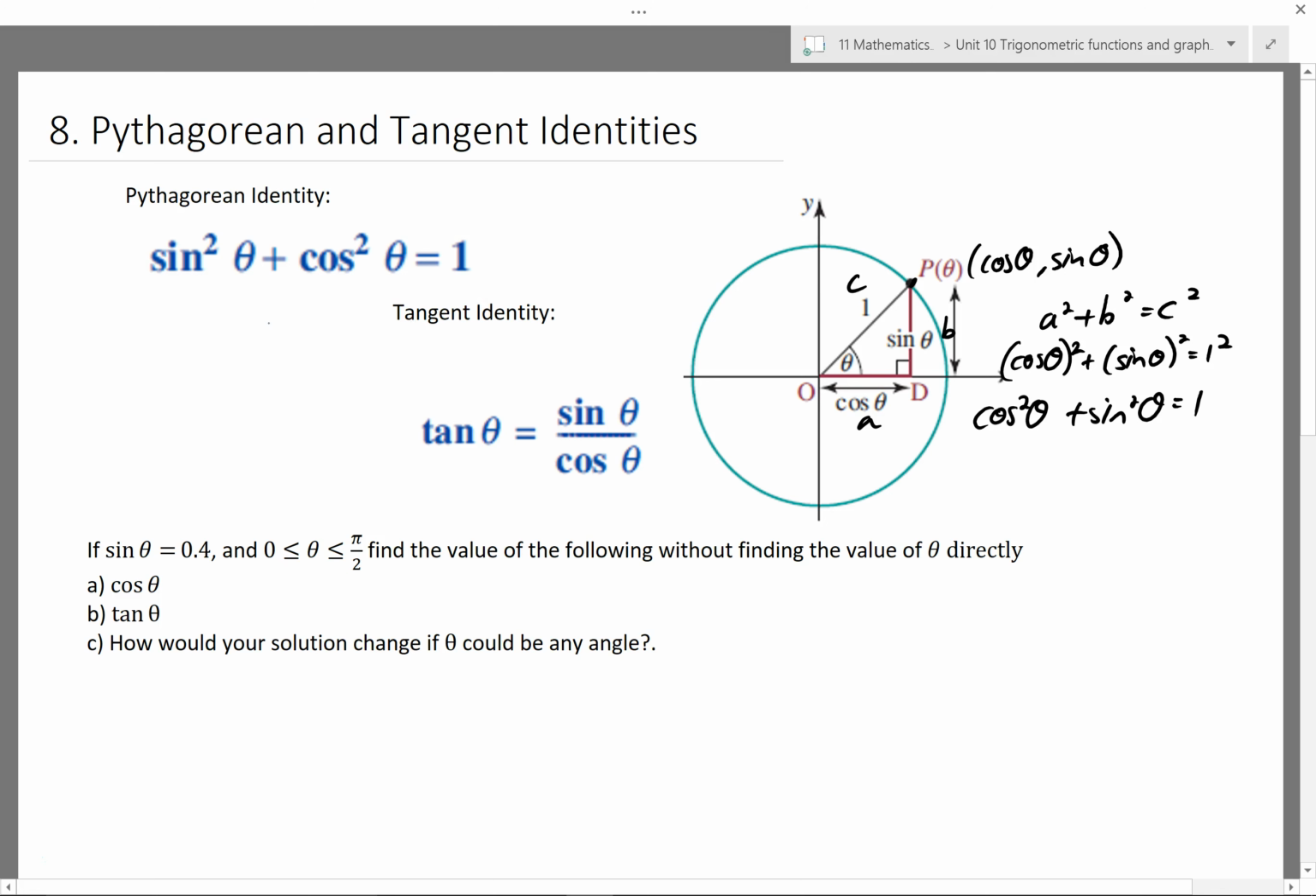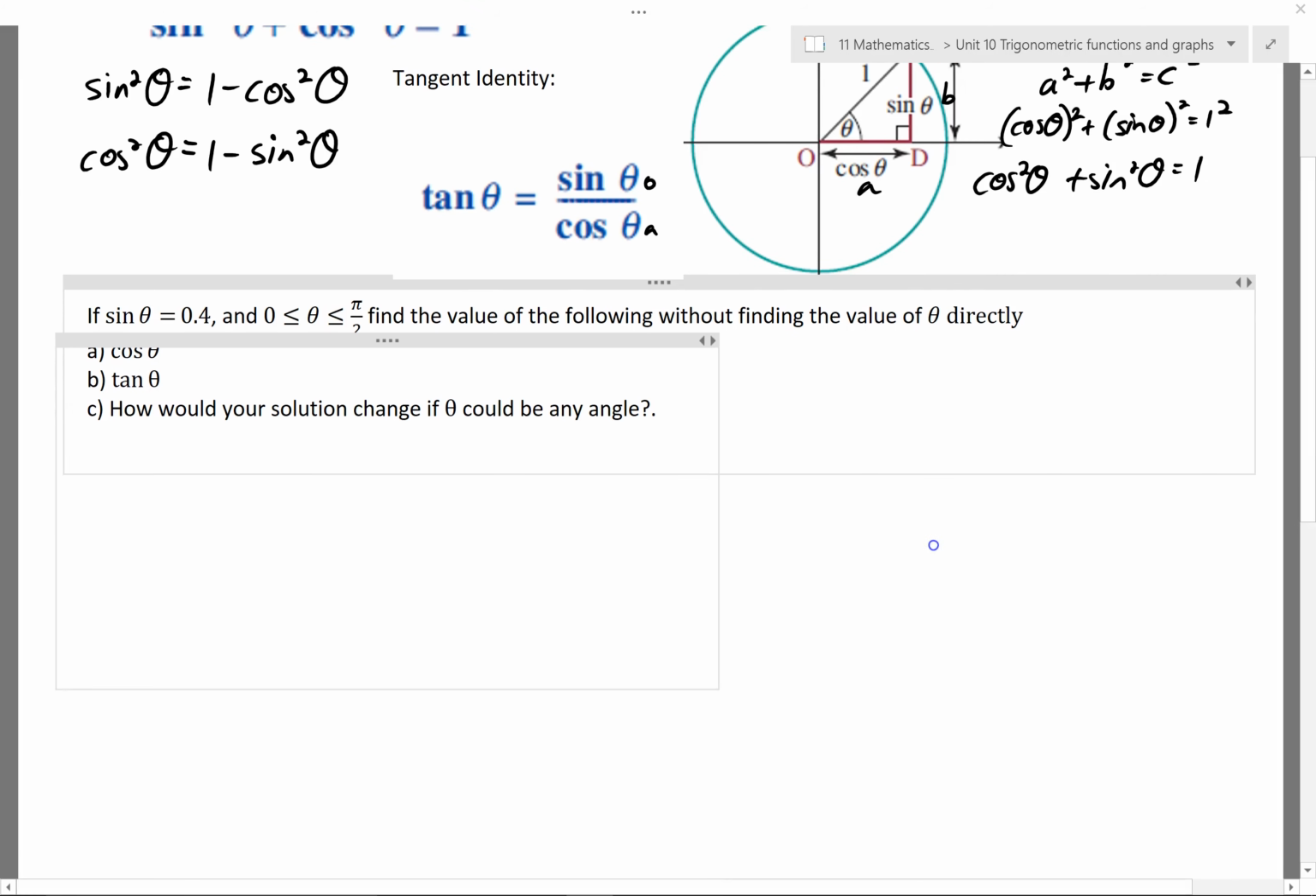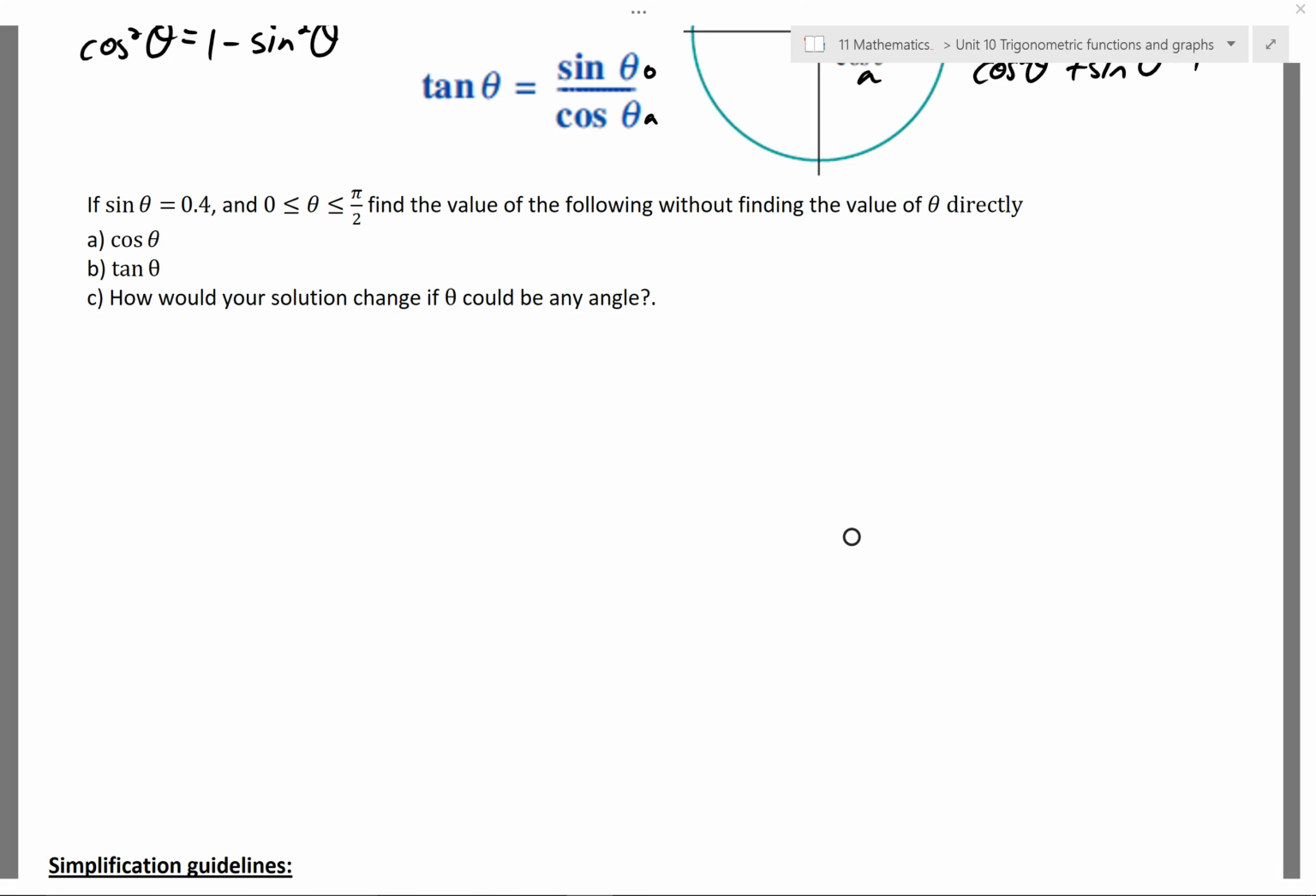Sometimes, as we'll find later, it's useful to be written in terms of sine squared, and sometimes it's useful to be written in terms of cos squared. These two alternate forms are found just by rearranging that equation. We do have another one, tan theta equals sine theta over cos theta. From the point of view of this angle theta, my opposite side is sine theta, my adjacent side is cosine theta. That's where that one comes from. So I'll go ahead and see a few different ways we can go about using these identities.